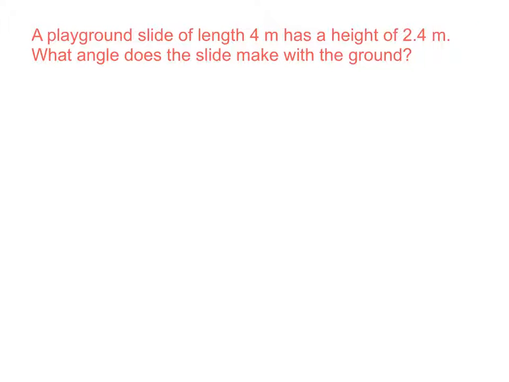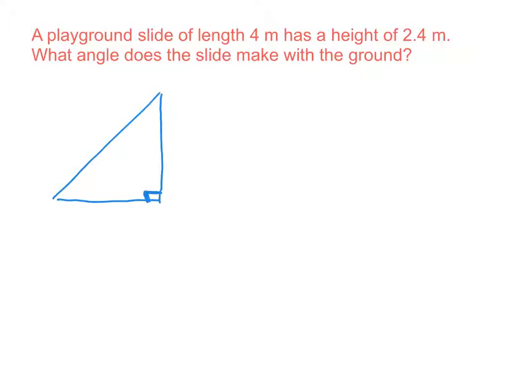Okay, a playground slide of length 4 meters has a height of 2.4 meters. What angle does the slide make with the ground? So again, if we draw a little diagram here, here's our slide, there's the ladder going up, and here's the ground. Let's hope our ladder is vertical.